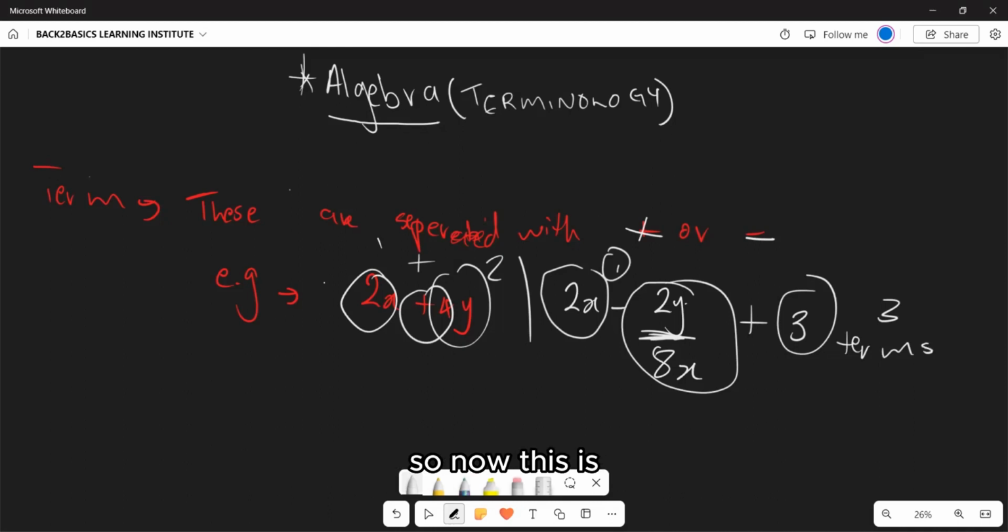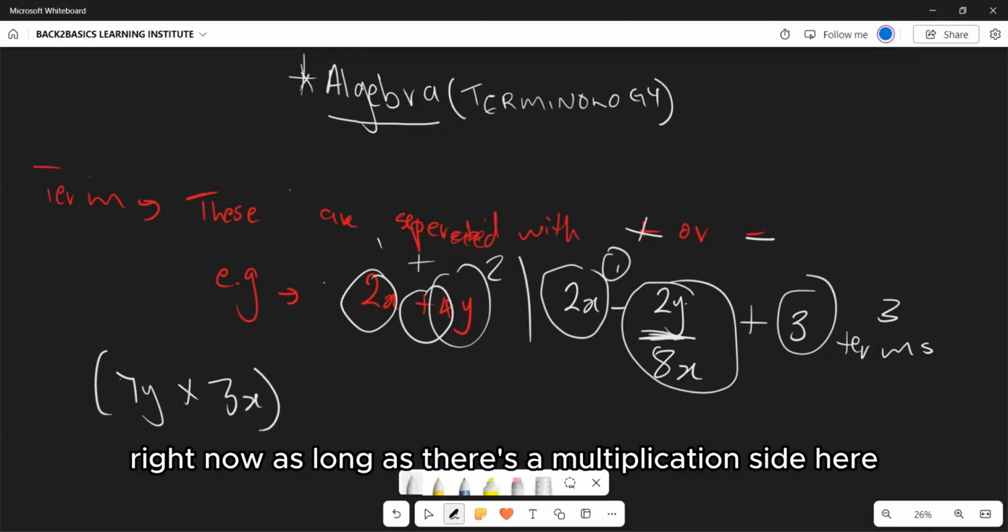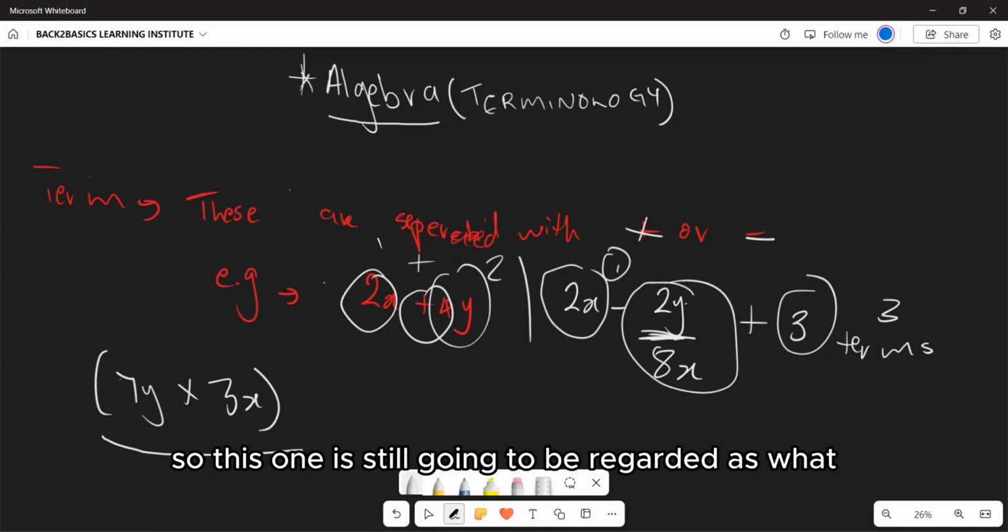Now this is as far as terms are concerned. Let's look at another last example. Let's say now you are given 7y multiplied by 3x, right? As long as there is a multiplication sign here, this one is still going to be regarded as what?